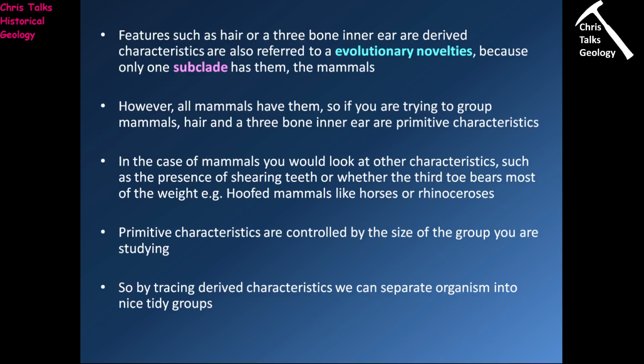So the types of primitive characteristics that you use are controlled by the size of the group you're studying. So by tracing the derived characteristics, the evolutionary novelties, we can separate organisms into nice, tidy groups. And that's the aim of cladistics.